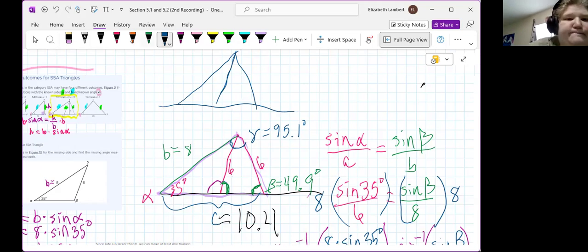All right. So again, this is our 35 degree alpha. B is 8. And then down here, these two guys are 49.9 degrees.